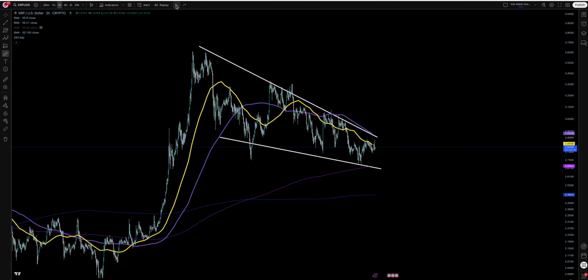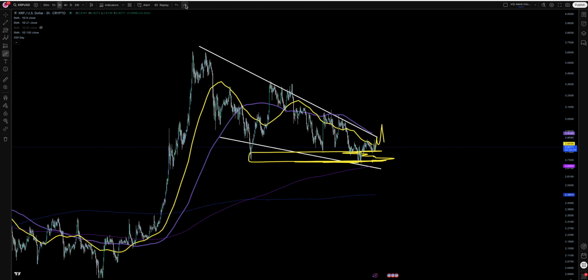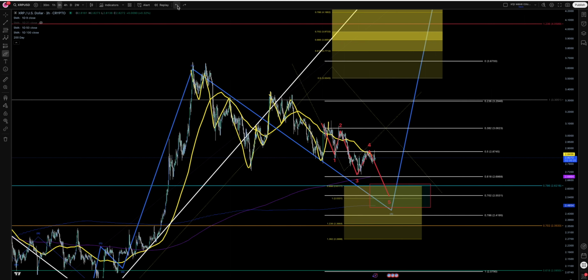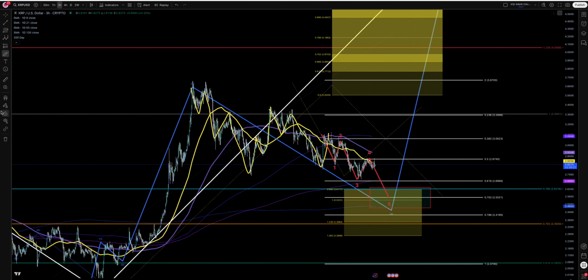Now, like I said, in order to negate that downside movement, what I want to see is a move back above the 21 and 50-day moving average at 2.9348 and 3.0848.